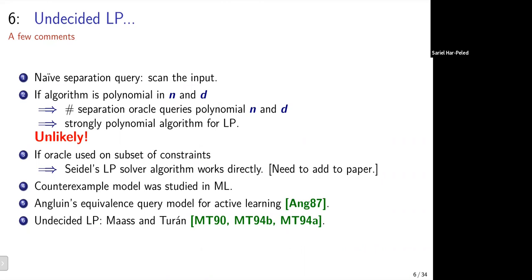Now, this is sometimes called the counterexample model. It was studied in machine learning. It's also called Angluin's equivalence query model for active learning. It's from '87. And undecided LP, in fact, was studied before by Maass and Turán in the early to mid-90s.